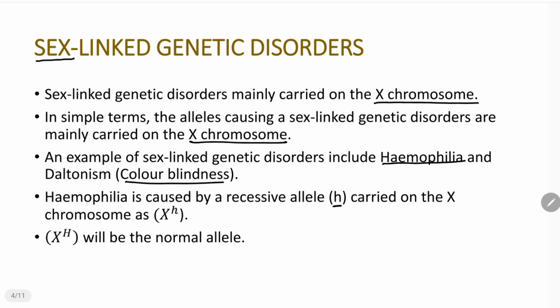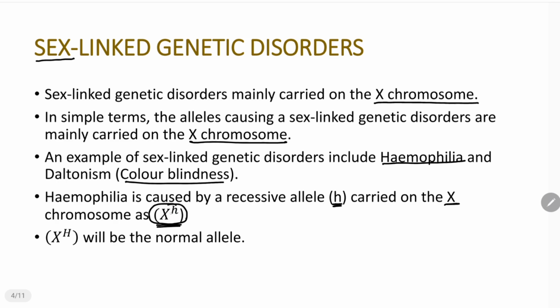But remember, we said that hemophilia is a sex-linked genetic disorder. Therefore, this allele, small letter h, that causes hemophilia, has to be carried on the X chromosome, because the X chromosome is the one that carries the alleles that cause genetic disorders. So, the allele that is going to cause hemophilia, we are going to write as X to the exponent of small letter h, showing that the allele causing hemophilia is carried on the X chromosome. This is how we denote it: the X chromosome with an exponent of small letter h, which is our recessive allele that causes hemophilia.